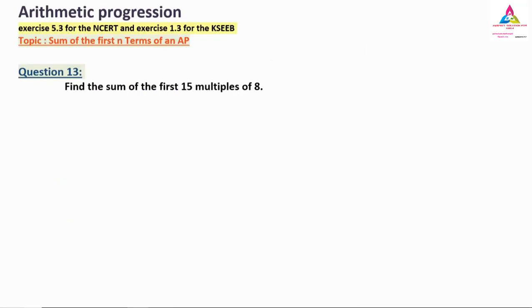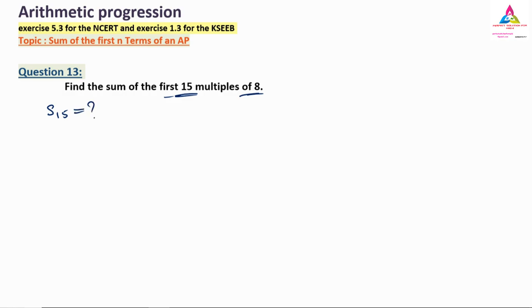Coming to question number 13, here we have to find the sum of the first 15 multiples of 8. They have given multiples of 8, but how many? 15, that is also the first 15. Here they have not mentioned the 15th term. Understood? So the sum of the first 15 multiples means S15 we have to find. That is what they have given.